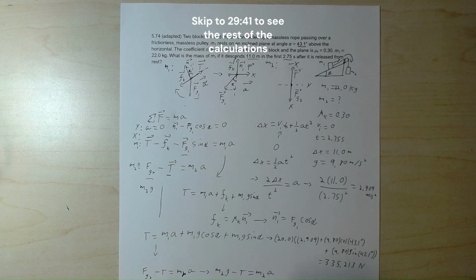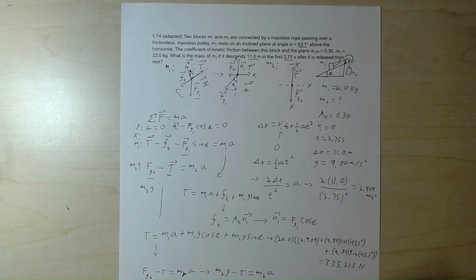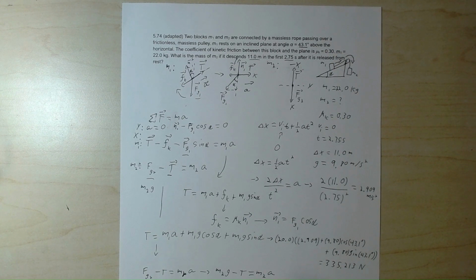So I'm going to rearrange to solve for M2. So M2G minus M2A equals T. And factor out M2, we get M2 times G minus A equals T, divide by G minus A on both sides. So M2 equals T over G minus A.